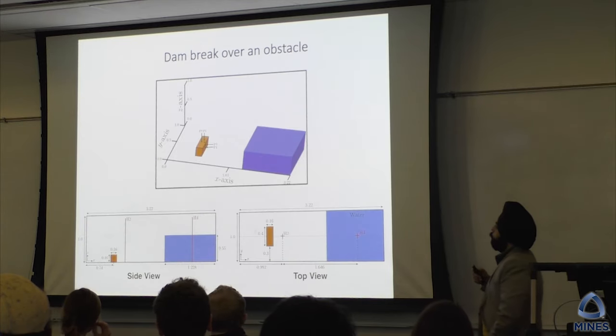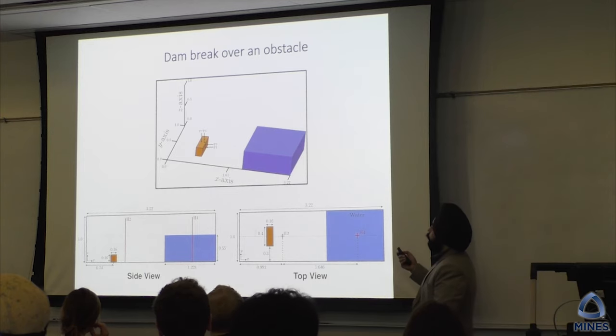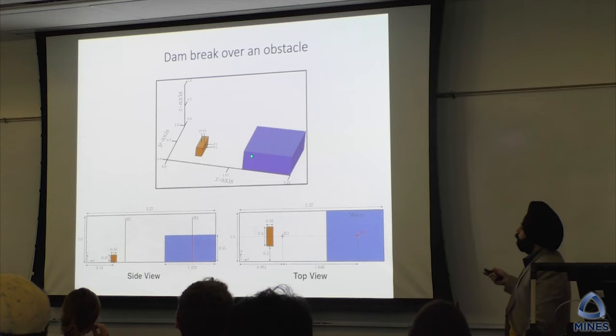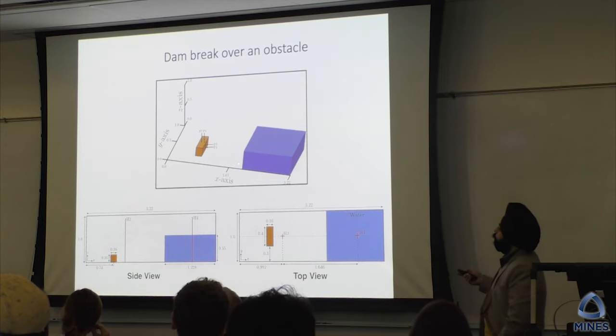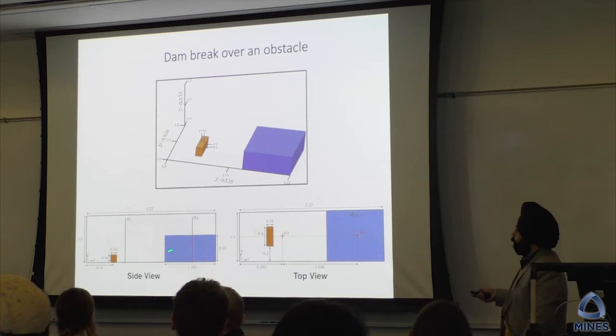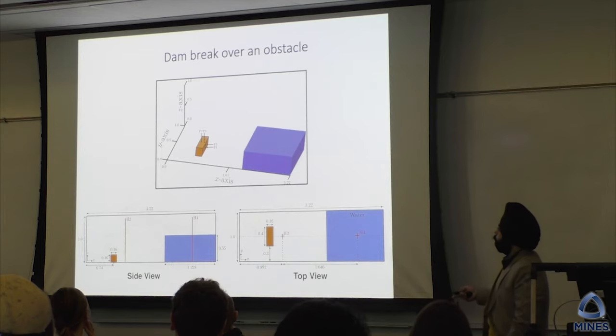So here is one case done by Marin Lab in the Netherlands. It's a collapse of a water column in three dimensions over an obstacle. The objective is to measure pressures at different points on the immersed structure, and there are also sensors that measure the height of the water interface as it collapses.